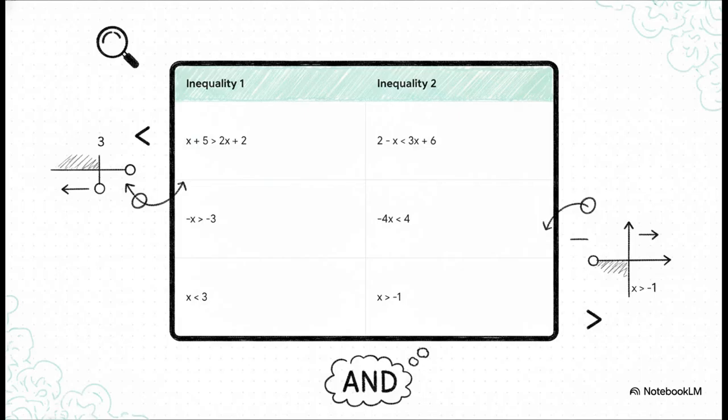What's really cool here is how we solve the two systems side by side. On the left, we simplify everything down to get negative x is greater than negative 3, which, after our trusty negative sign flip, becomes x is less than 3. Then, over on the right, we simplify to negative 4x is less than 4, which flips to become x is greater than negative 1. So we've revealed two distinct conditions. X must be strictly less than 3, and at the exact same time, x must be strictly greater than negative 1.